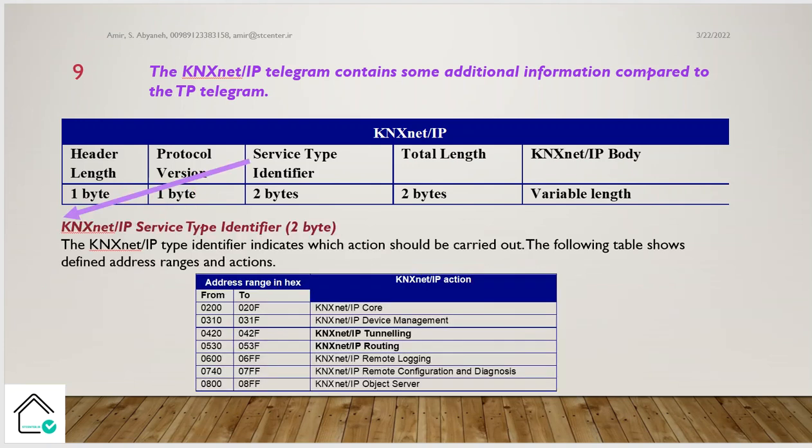The next one is the service type identifier, 2 bytes. The KNX Net IP service type identifier indicates which action should be carried out. The following table shows the defined address range and action. Okay, we have the range of the address and the action: tunneling, routing, remote logging, and so on.